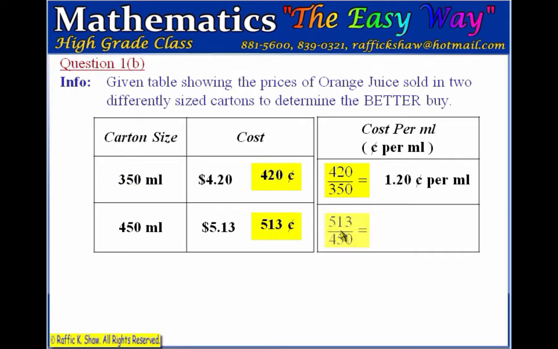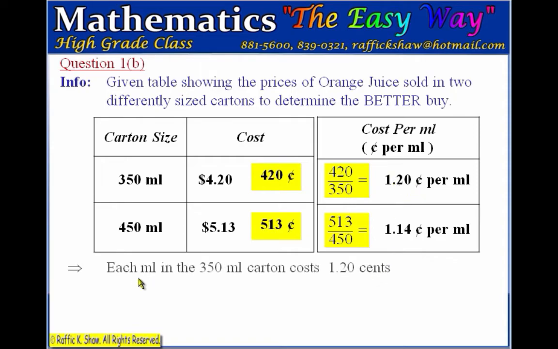For the larger carton, we are dividing the 513 cents by the 450 milliliters, and that calculation gives us 1.14 cents. So the cost for 1 milliliter of juice in the larger carton is 1.14 cents, and we see that this value is smaller than this value.